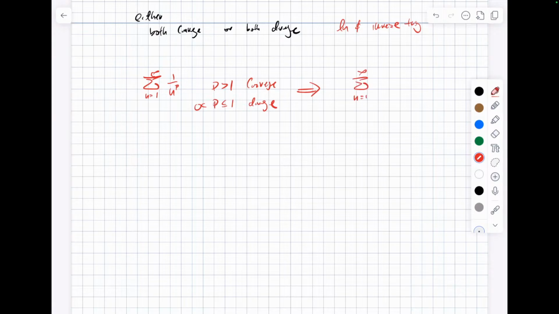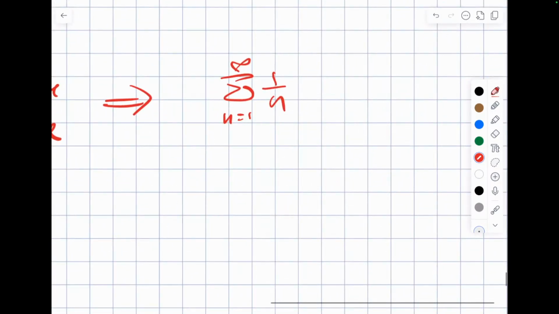The sum from n equals 1 to infinity of 1 over n. We know the name of this one. What is the name of this one? Harmonic. The harmonic series diverges. Why do you think it diverges? Two reasons. One, it's a p series. Second, you can do the integral test: the integral of 1 over x gives natural log of b as b goes to infinity. So those are two reasons that it diverges.